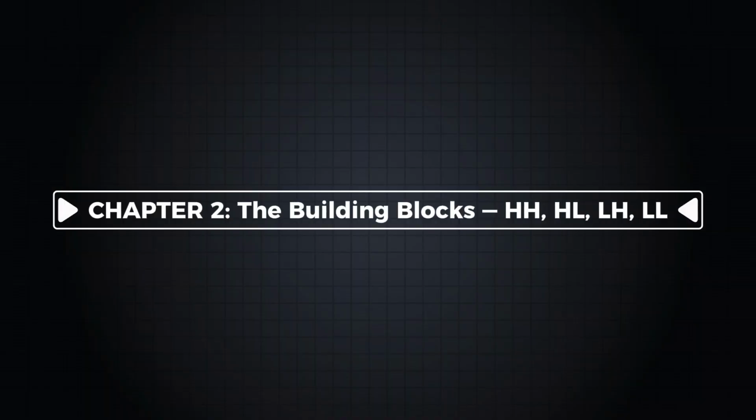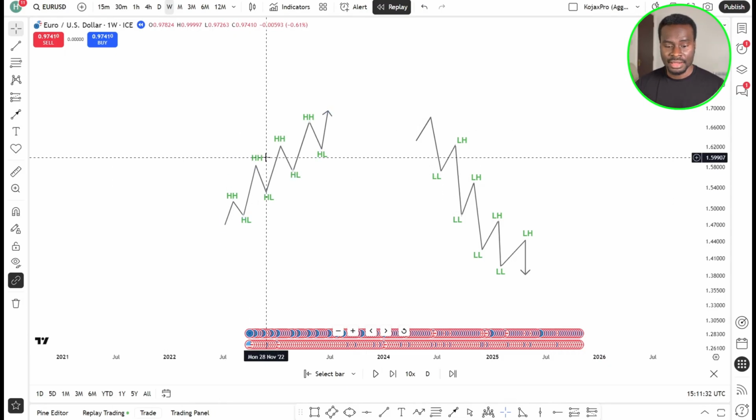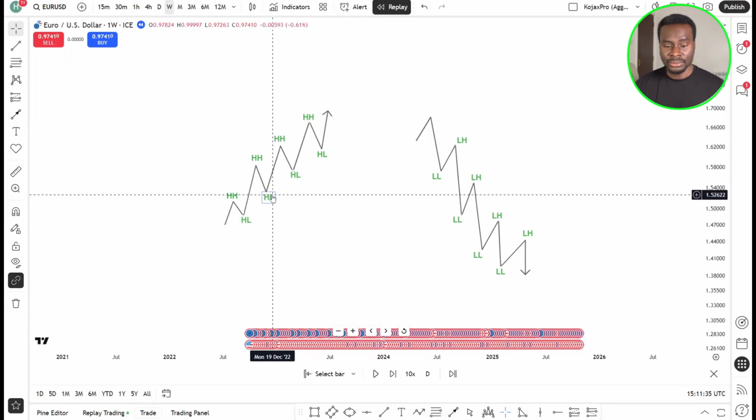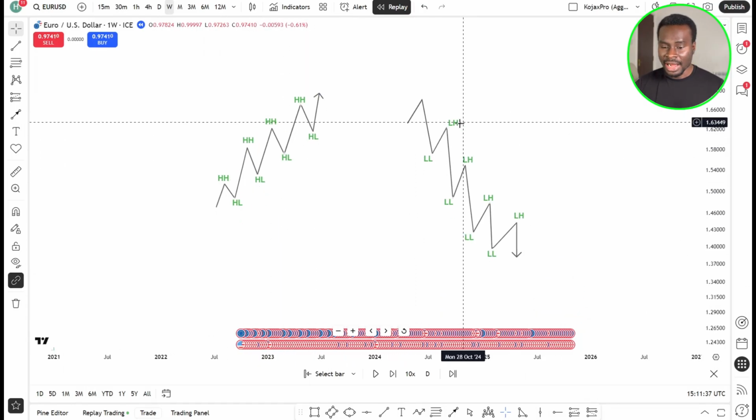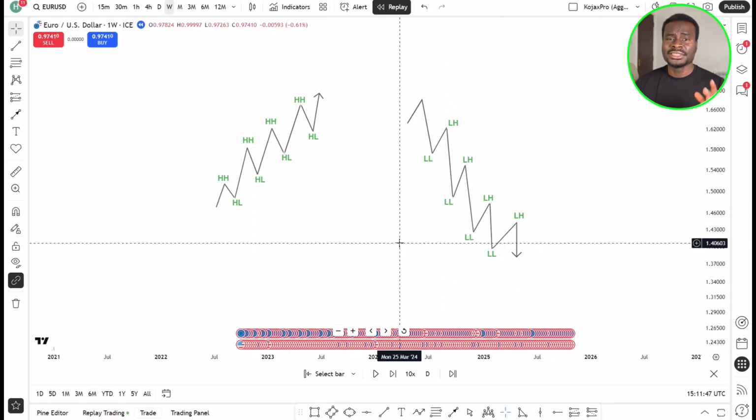Now, let's simplify this further. What are the building blocks of market structure? At its core, structure is built on 4 basic patterns. Higher highs, higher lows, lower highs, and lower lows. But the secret is not spotting them, it's understanding what they mean.